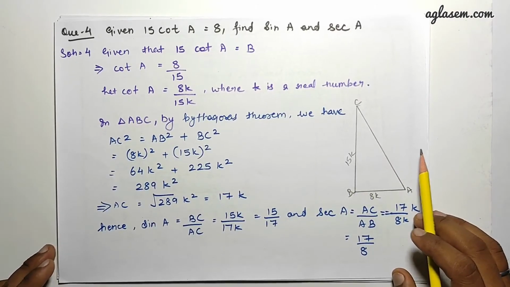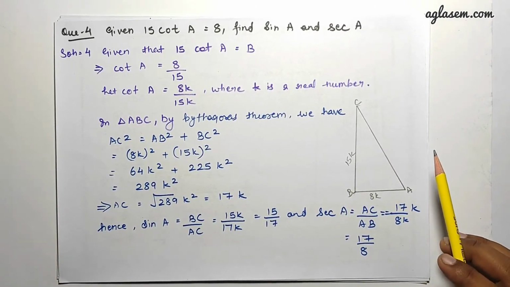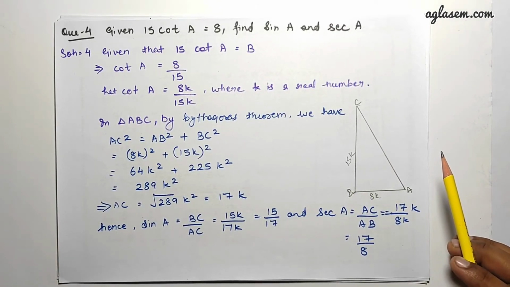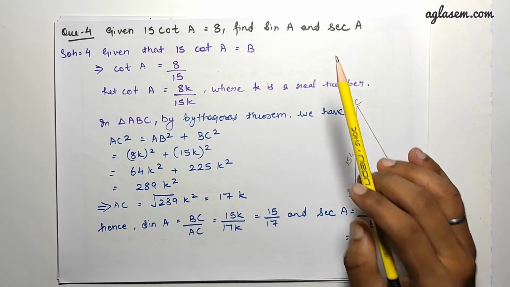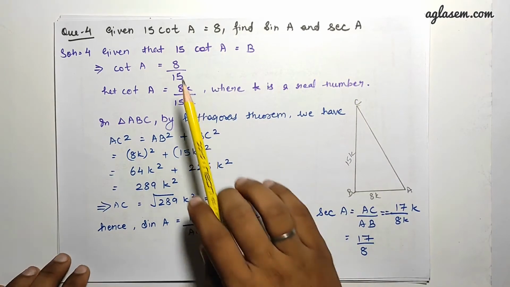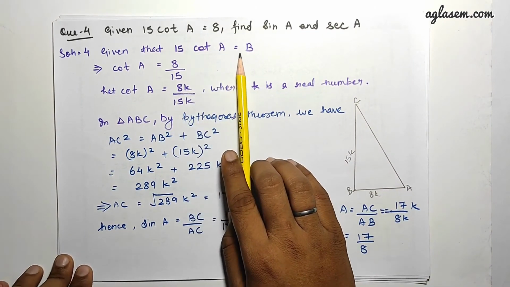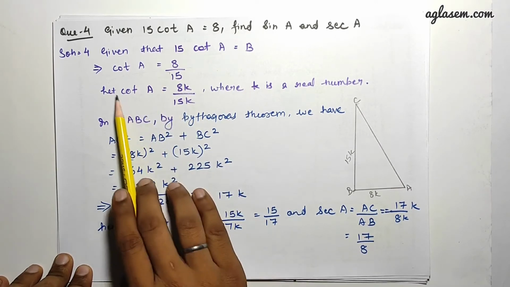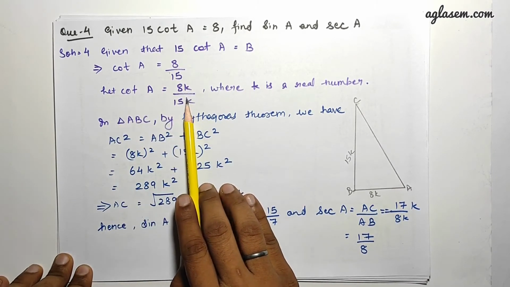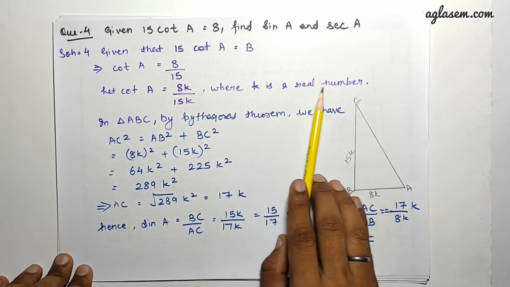So question number 4 says, given 15 cot A is equal to 8, find sin A and sec A. So given that 15 cot A is equal to 8, cot A is equal to 8 upon 15. Let cot A is equal to 8k upon 15k, where k is the real number.